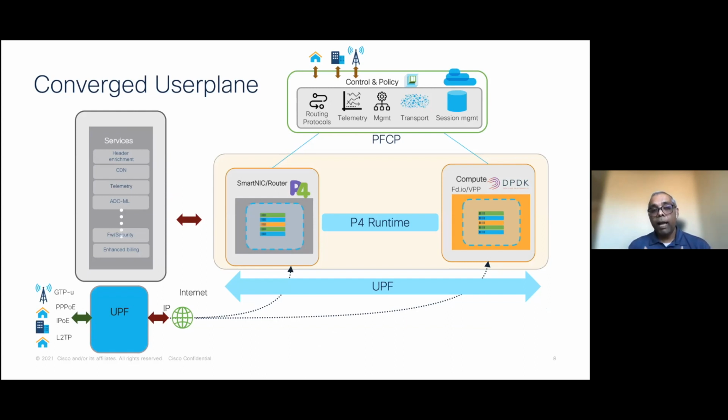Digging a little bit deeper, you have the user plane, which is access agnostic, and that can subsume any of our tunnel technologies for these three domains: GTP, PPPoE, L2TP, or IPoE, together with a complex set of services that we need to drive that include primarily header enrichment, CDN acceleration, telemetry, ADC or application detection, some aspects of firewall and security, together with enhanced billing.